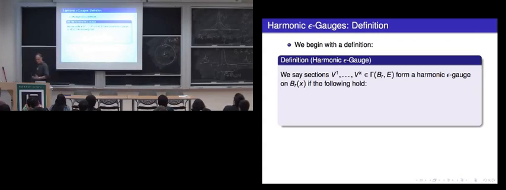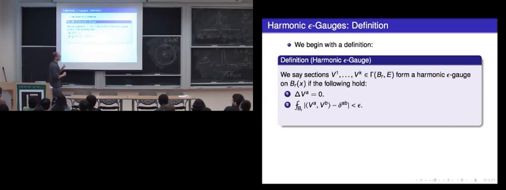So we say k sections of this bundle, k vector fields, form a harmonic epsilon gauge if the following hold. One, they are harmonic with respect to your Yang-Mills metric connection. Two, in an L1 sense, they're almost orthonormal. If this is a metric bundle and this was a real gauge, these things should actually be an orthonormal basis. What you're saying is that in an L1 sense, they're close to being an orthonormal basis.